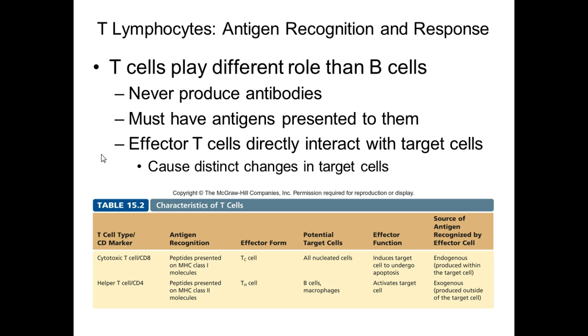T cells play a very different role than B cells. They never produce antibodies. They must have antigen presented to them, so some cell has to be holding it in MHC class 1 or 2 and present it to that T cell. Effector T cells directly interact with target cells, so they're going to communicate directly with cells and cause changes in that cell, whether to kill that cell or activate that cell.